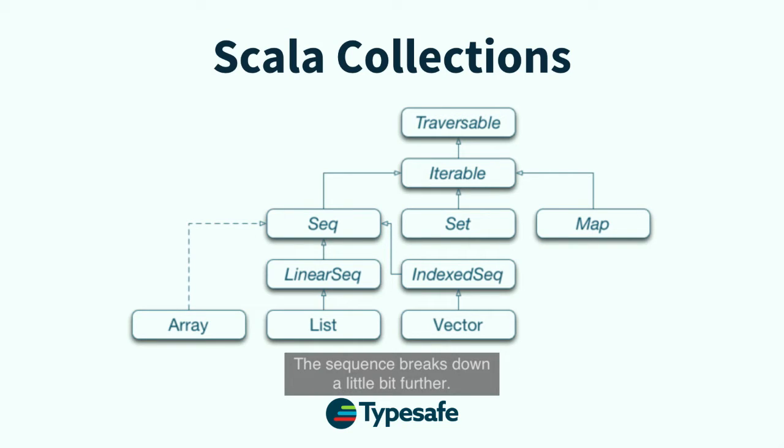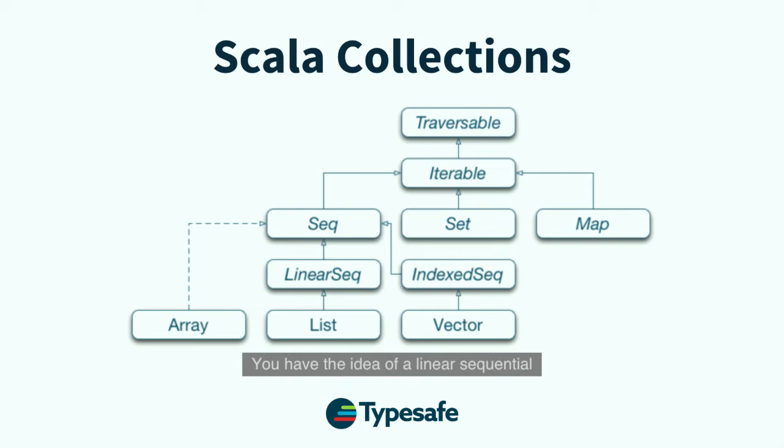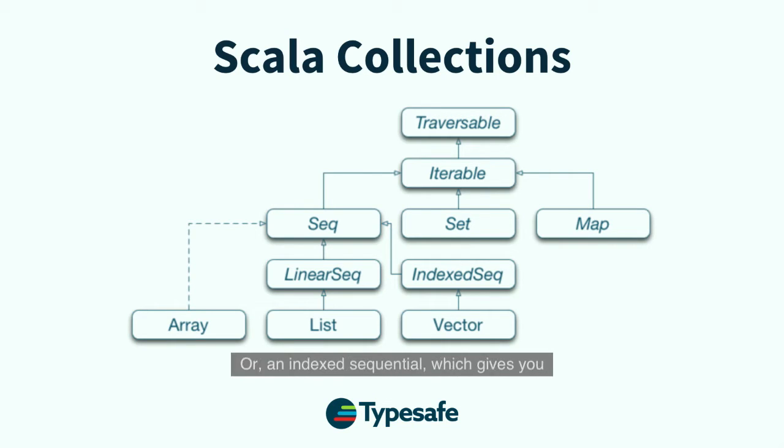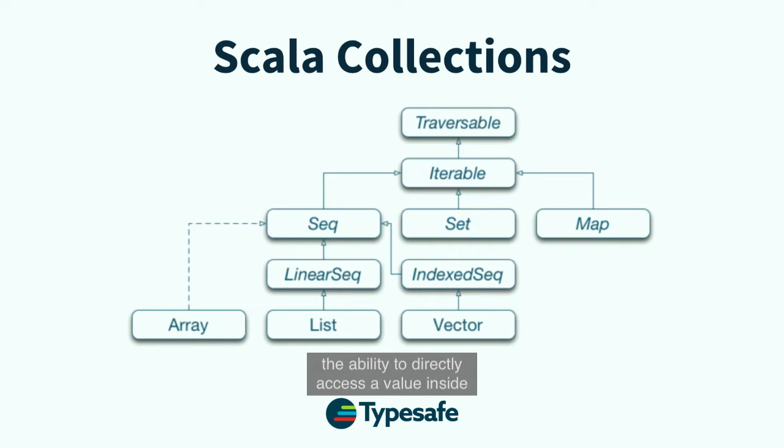The sequence breaks down a little bit further. You have the idea of a linear sequential, which is something that has to be walked one by one to find the elements that you want, such as a linked list, or an index sequential, which gives you the ability to directly access a value inside of the sequence.